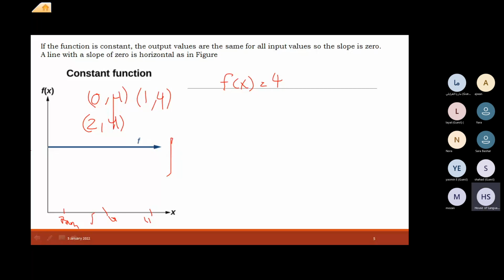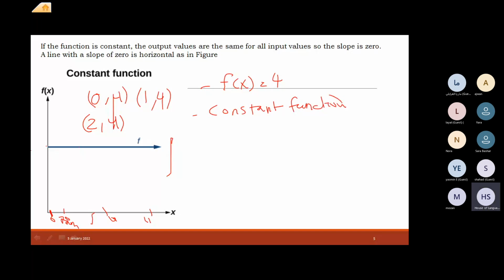Like here, if x is 0, what is the output? Four. If x is 1, what's the y? Four. If x is 2, what's the y? Four. This is for what? For the constant function. How will the function be? It will be like f of x equals 4, f of x equals negative 5, and so on. This one, we call it a constant function. It doesn't decrease or increase.